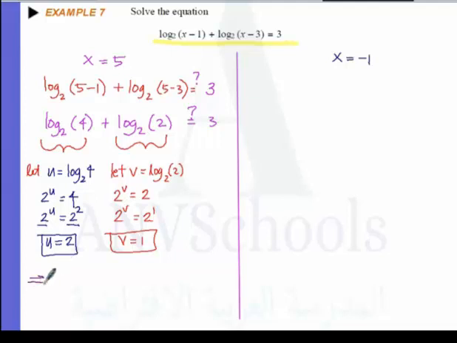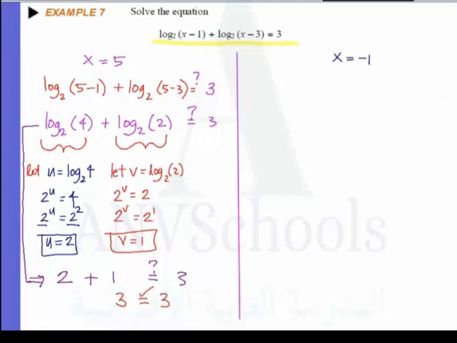So going back to the original expression, this value here is 2 plus 1. Now is it equal to 3? Yes, they are. So therefore, the value of x equal to 5 is acceptable, and it is indeed in the solution set of the equation log to the base 2 of x minus 1 plus log 2 of x minus 3 is equal to 3. Now how about this?